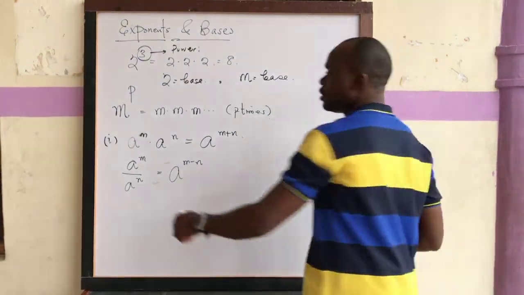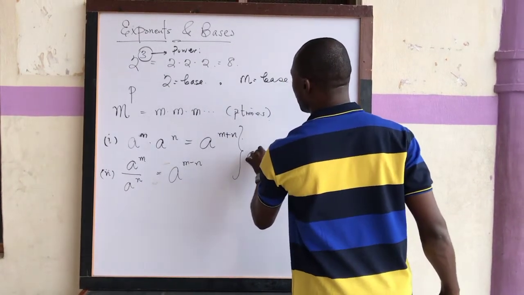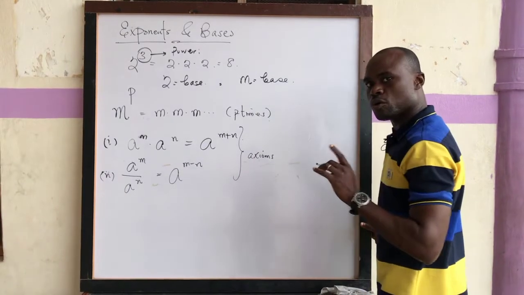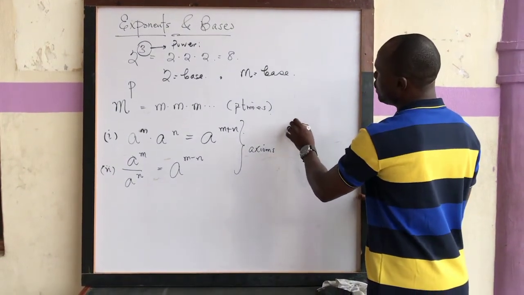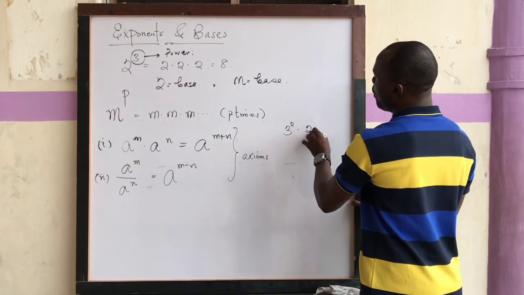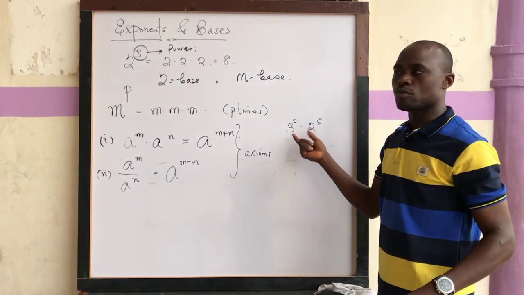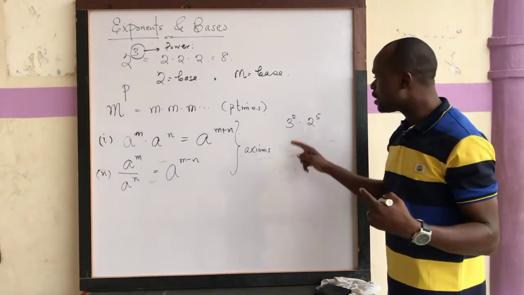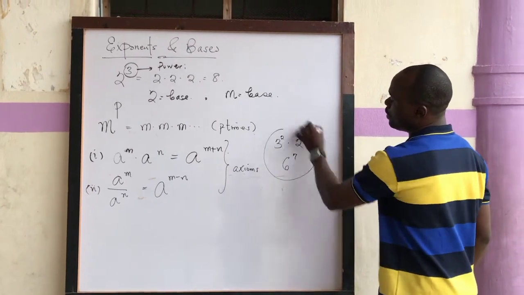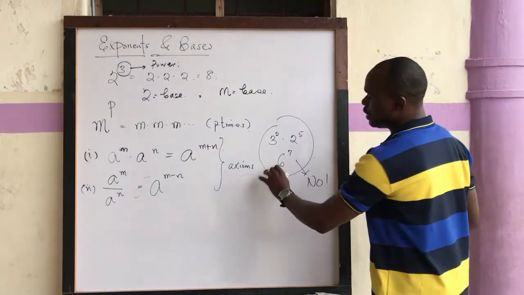Please, these rules, these are actually axioms, only work if we have the same base. So there is a caution. You're not supposed to have 3 raised to the power of 2 times 2 raised to the power of 5 and apply this rule. This rule does not apply here. Some students may make the mistake of multiplying this by this and having something like this. Please, it's a big no. You don't do this.